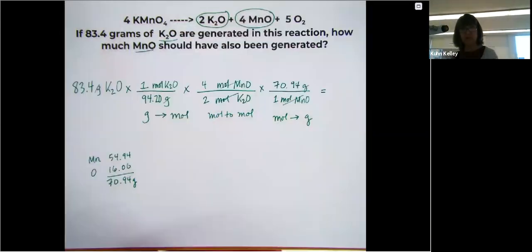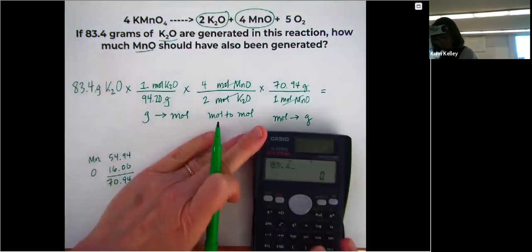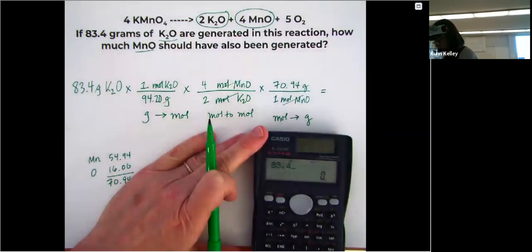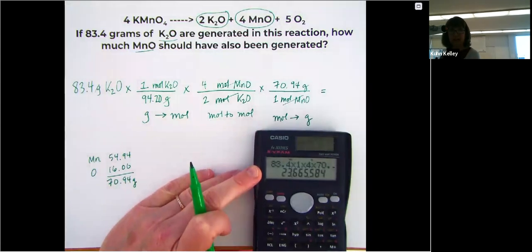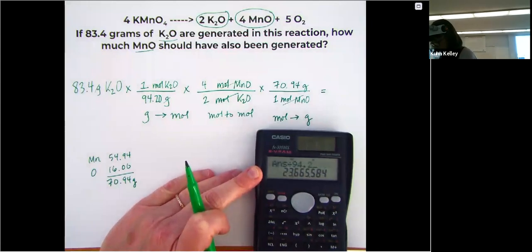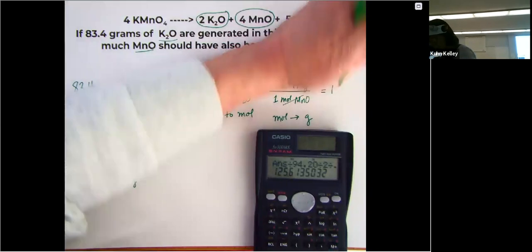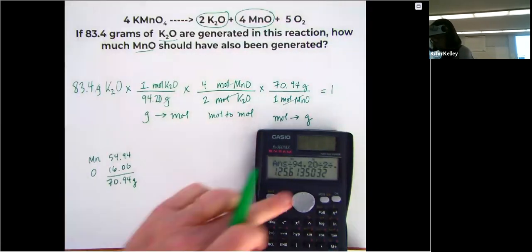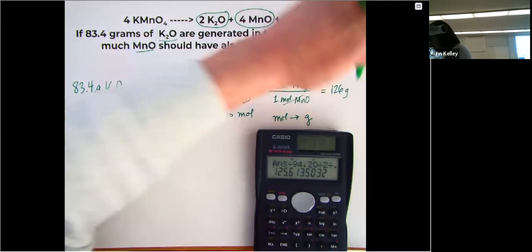In order to correctly put this in the calculator, I'm going to take my initial number, 83.4, multiplying it by all the numerators. So times 1 times 4 times 70.94. And then I'm dividing it by all of my denominators. So literally divided by 94.20, divided by 2, divided by 1. So that my answer is 125.6. How many sig figs do I have? 3. So 125.6 will round to 126 grams of manganese oxide.